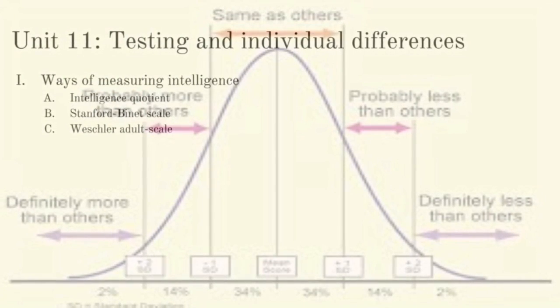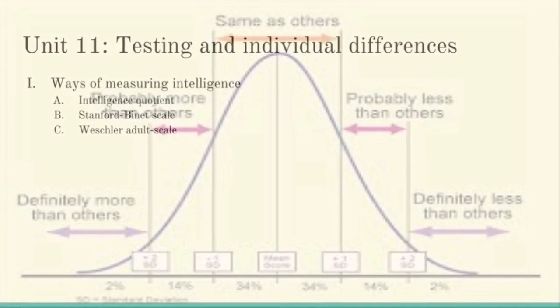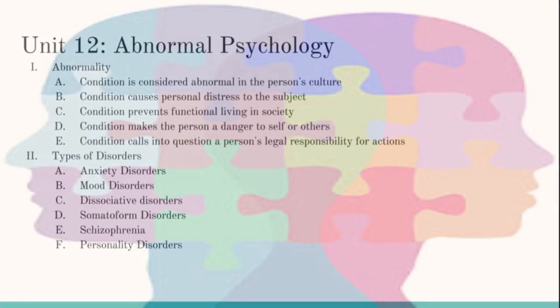Unit 11, Testing and Individual Differences. There are different ways of measuring intelligence: intelligence quotient, Stanford-Binet scale, and Wechsler adult scale.